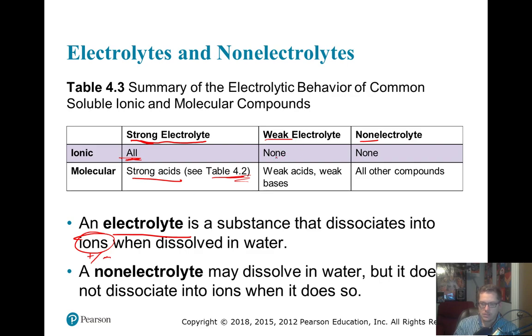Weak electrolytes: no ionic compounds are weak electrolytes. Weak acids and weak bases are defined as weak electrolytes. Strong bases can be a strong electrolyte or a weak electrolyte, depending on how they act like a strong base. A metal hydroxide is a strong electrolyte, but some of the other strong bases, not so much. And anything else that's not one of these three things would be a non-electrolyte.